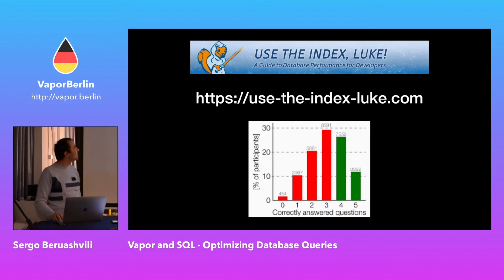It's quite interesting. The thing is, only 30% got 4 or more questions correct, and this means that people are not aware how indexes actually work and what the connection is between query and index and when it's going to use what. And this could affect the performance of the database and the application itself.